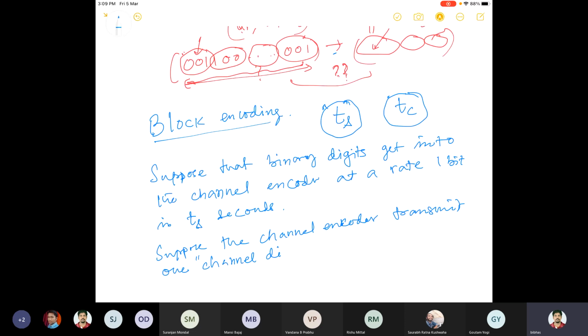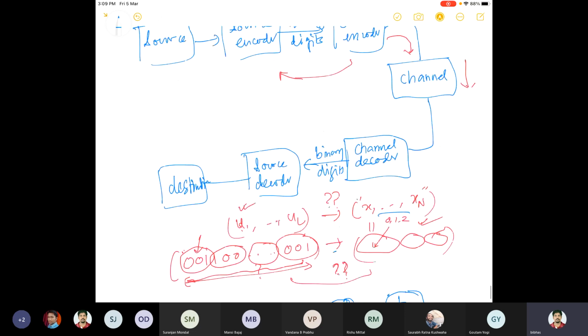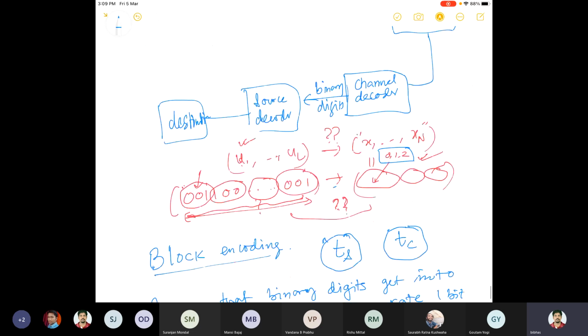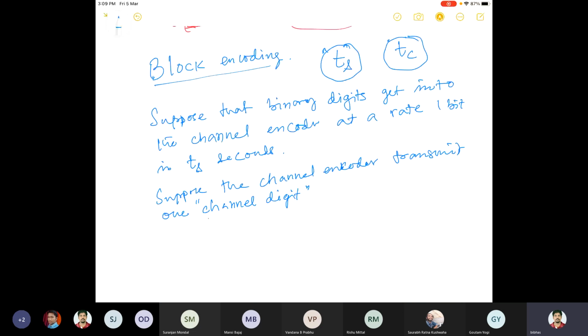I'm not writing binary digit or bit here; I'm writing channel digit because I'll give you an example. Channel digit means I can change my coding scheme here. I need not consider it as a binary code. I may convert the 0s and 1s into some 0, 1, 2 or 0, 1, 2, 3, doesn't matter. I can change this also, not a problem. That's why I'm writing channel digit. So suppose that the channel encoder transmits one channel digit in, let's say, TC seconds.